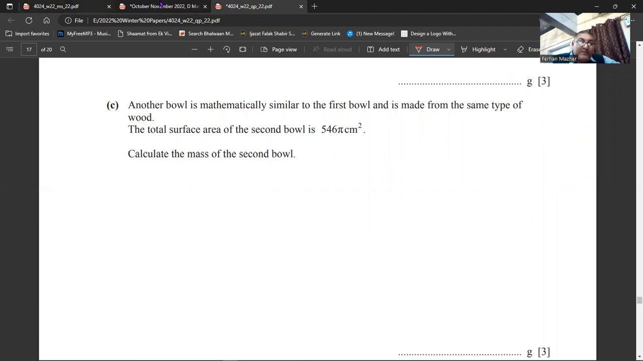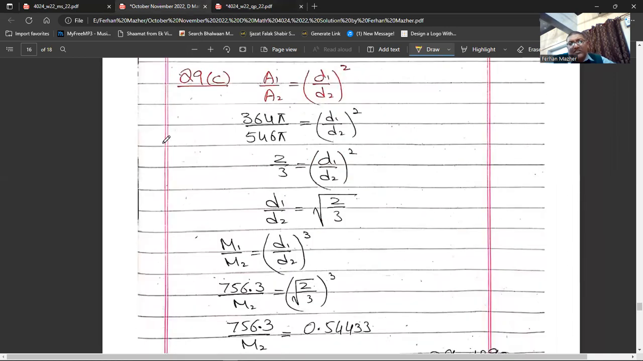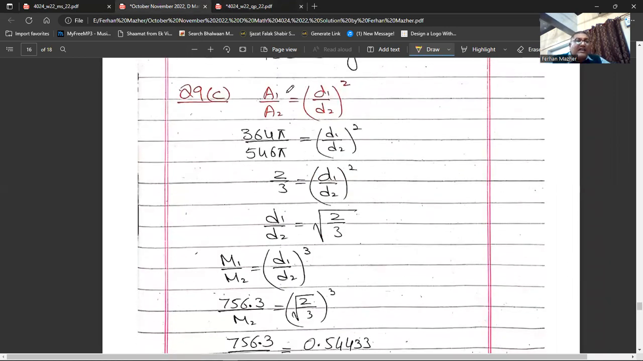Okay, so very easy. You see, it's a two-step calculation. Area 1 by area 2 is equal to diameter 1 by diameter 2 whole square. And so 364 pi by 546 pi, that's the surface area they have given us, the first bowl, second bowl. So d1 by d2 whole square will be 2 by 3. Take square root on both the sides. So you will have d1 by d2 equals the square root of 2 by 3.